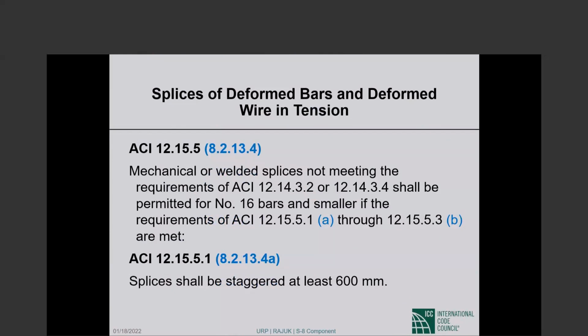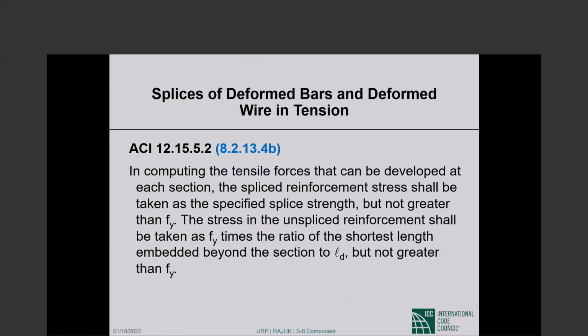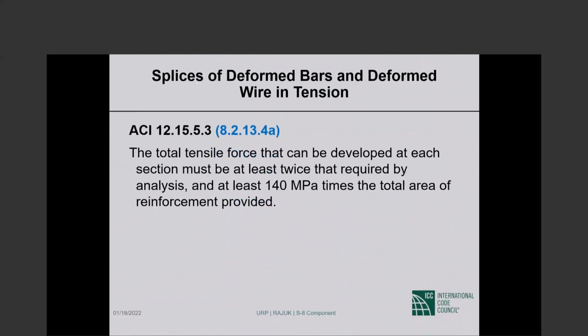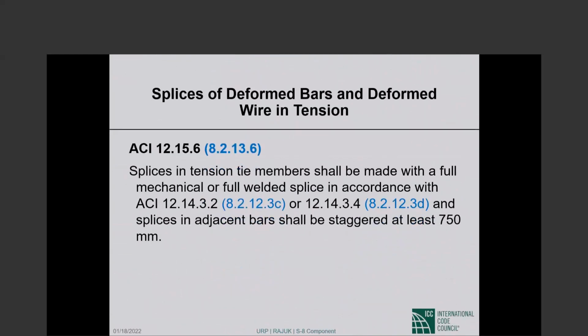First of all, for smaller bars, number 16 bars and smaller, if three requirements are met, 0.1, 0.2, 0.3. And I don't even want to spend time on those because I would really like to discourage this less than full mechanical splices. You can use them on smaller bars, provided you satisfy three requirements given in these three sections, and let us not spend time on those conditions. Okay.